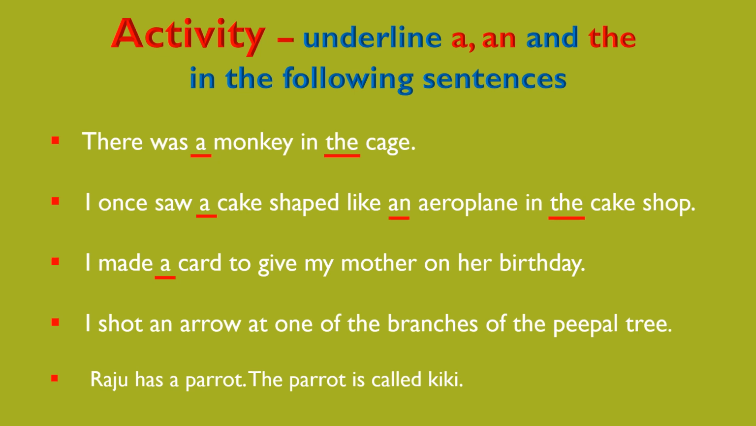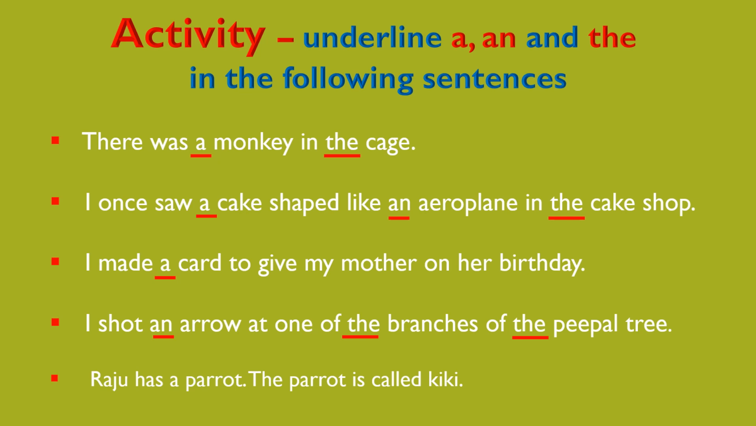I shoot an arrow at one of the branches of the peepal tree. Can you find out how many articles are there here? Yes, good. The, very good. Here two articles are there. The is repeated, and an. An and the are the articles. We'll see the last sentence.